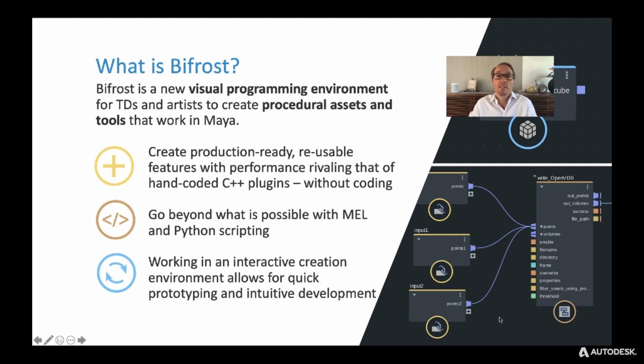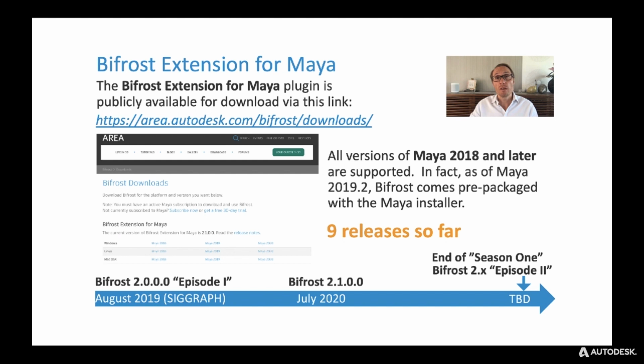More on this later. Bifrost in Maya, also known as the Bifrost Extension for Maya, was originally released in August 2019 during SIGGRAPH, a version that we informally called Episode 1, as it kicked off the initial development cycle. Since then, we've released 9 versions, the current one being Bifrost 2100.